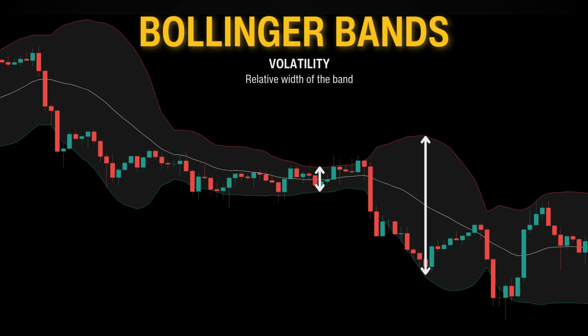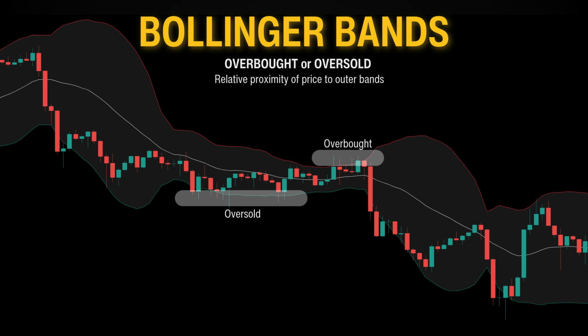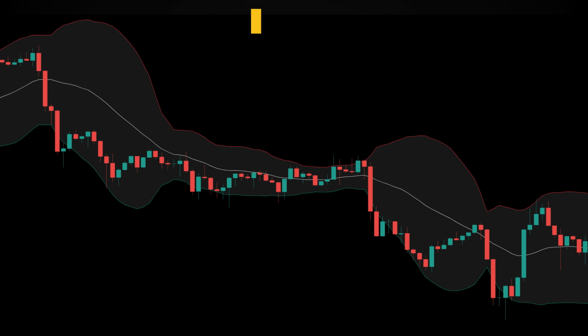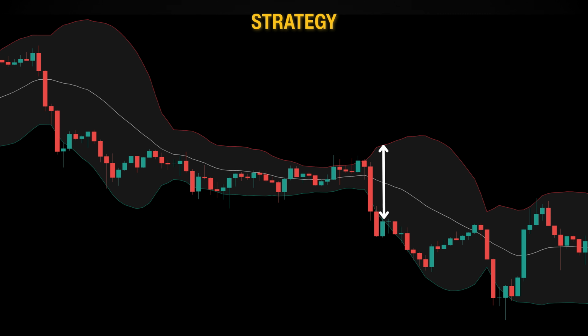When the band width is low, the volatility is relatively low, and when the band width is higher, the volatility is higher. The overbought and oversold conditions are identified by the relative proximity of the price to the upper and the lower band. When the price is closer to the upper band, it is considered overbought. When the price is closer to the lower band, it is considered oversold. In our strategy, we want to exploit the transition of the market from low to high volatility. So, we will focus on the width of the Bollinger Bands to identify such transitions.